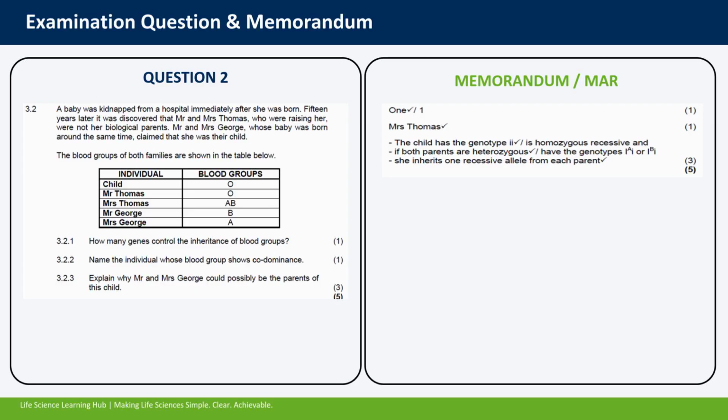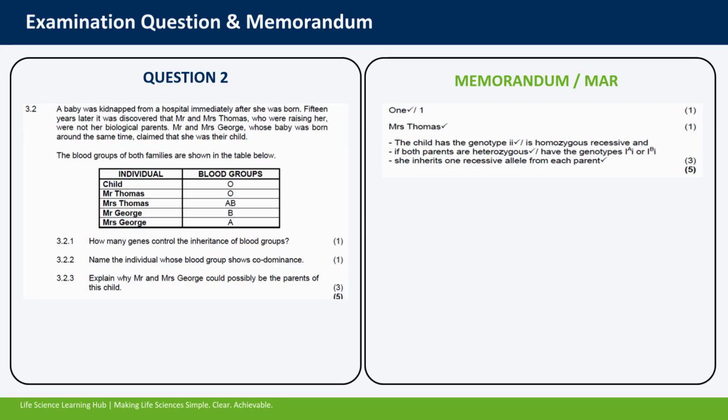Now, before we even answer the questions, let's quickly remind ourselves of the blood group alleles. We have IA, IB, and small i. Okay, remember IA and IB are codominant and both are dominant over small i. The first question says, how many genes control the inheritance of blood groups?